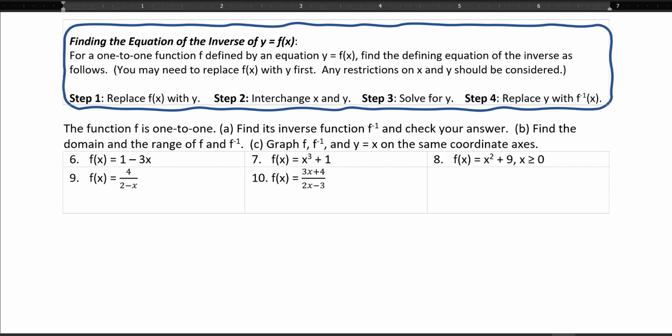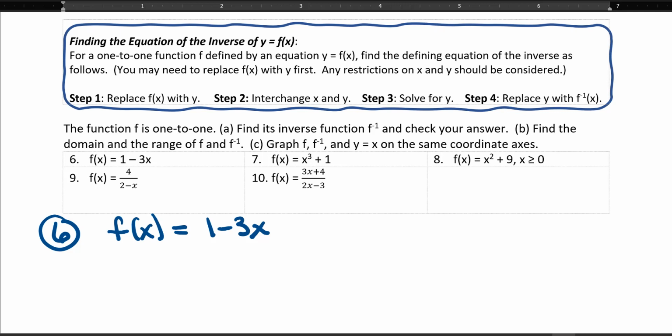So let's look at example 6, or question 6. We have f of x is equal to 1 minus 3x. We want to find its inverse. To find its inverse, for a one-to-one function f defined by an equation y is equal to f of x, find the defining equation of the inverse as follows. You may need to replace f of x with y first, and then we may have to place any restrictions on x and y that should be considered.